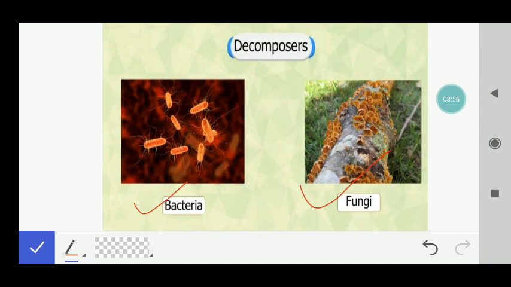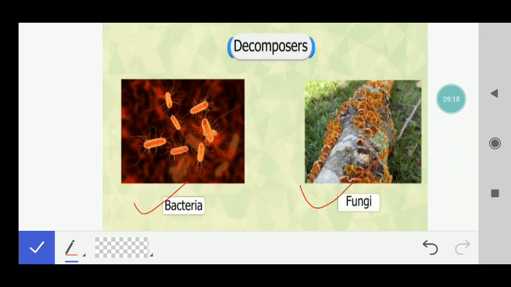If we talk about the difference between scavengers and decomposers, scavengers eat only dead animals, whereas decomposers eat both dead plant and animal matter. Second difference is scavengers are animals or birds, but decomposers are mainly microorganisms.